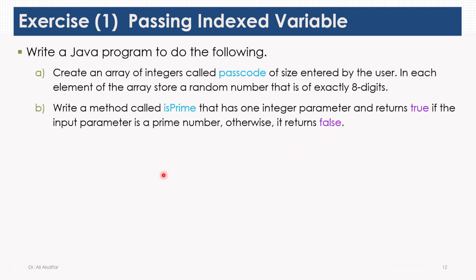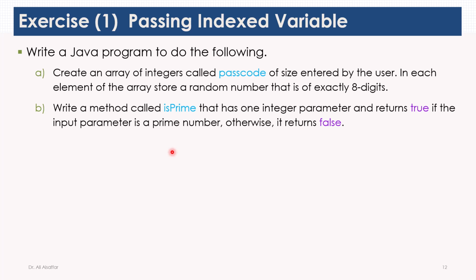In the second part of the exercise, we want to write a method called isPrime that has only one integer parameter, and it returns true if the input parameter is a prime number, otherwise it returns false. Since the method returns true or false, the return value is boolean. We have already implemented this method in previous lessons, specifically when we were talking about dividing a problem into small subtasks, where the solution of each subtask is written in a method. And also we said that we have to write a test driver to test each method in your class to make sure that it is free of errors and really finds a solution to the subtask.